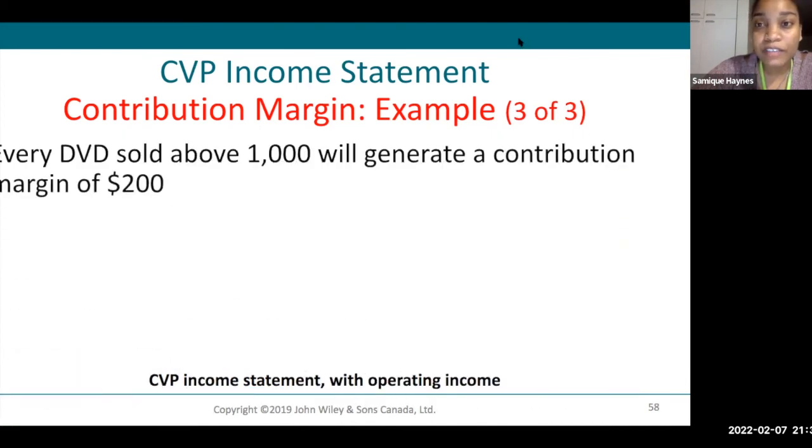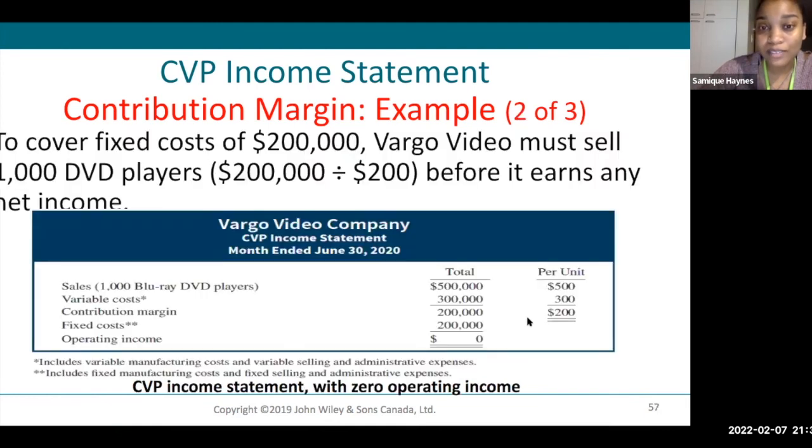Now, every DVD sold above the 1,000. So remember before we were selling 1,000 to make $0. So you can imagine if we sold 1,001 DVD players, now we're probably going to make a profit, right? We should make a profit if we sell 1,001 DVD players. If selling 1,000 makes us break even, what will happen if we sell 1,001? Would we still break even? Will we make a loss? Would we make a profit?